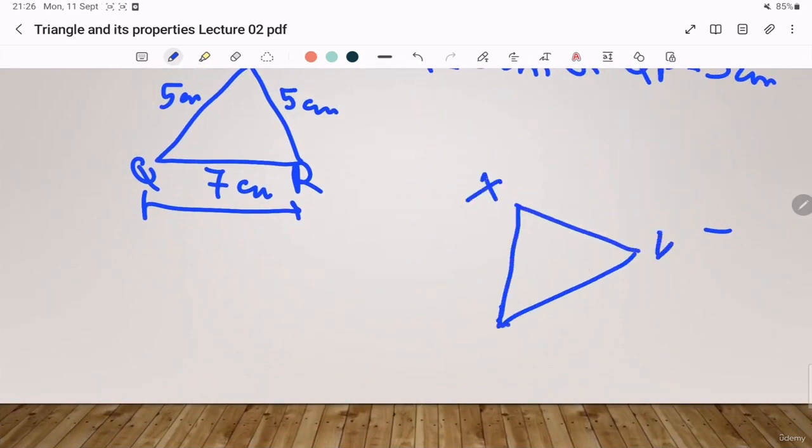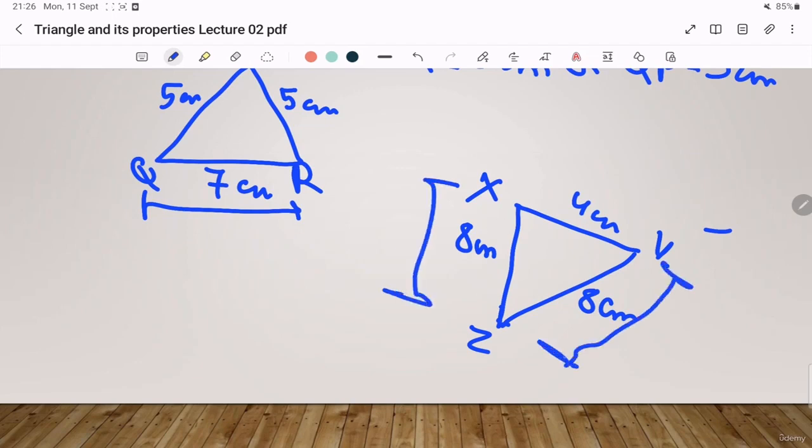This is X, Y, Z. Let's say this is 8 cm and this is also 8 cm and this is 4 cm. So this is also isosceles triangle because two sides are of equal length. This is 8 cm. This is also 8 cm. And this is 4 cm. So in isosceles triangle, we have two equal sides.